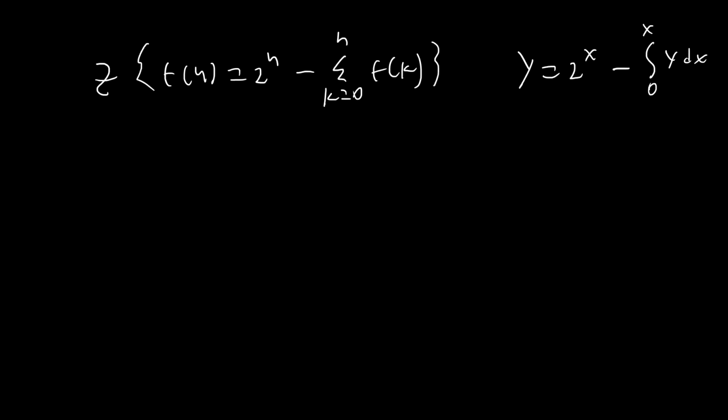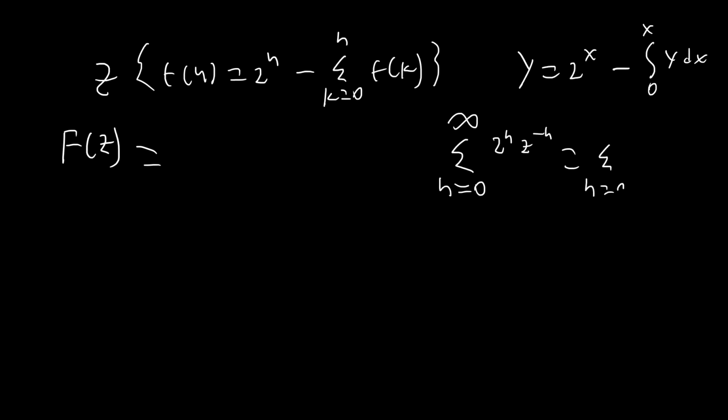So on the left side, we're just going to have capital F of z, and this is what we're going to be solving for. And on the right side, 2 to the n is super easy. We just have to plug it into our definition, sum from n equals 0 to infinity of 2 to the n, z to the negative n.